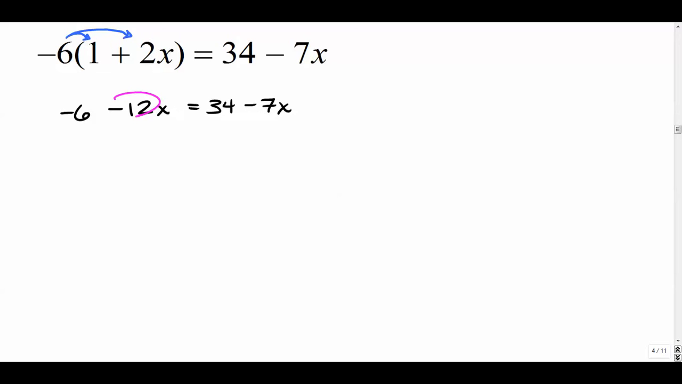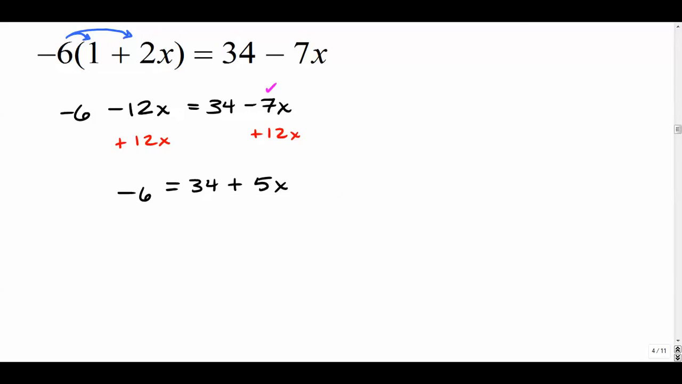Again, the trick I use is I look at the coefficients of my variables. I look at which one's bigger. -7 is bigger than -12. I'm going to keep that one where it is, and I'm going to move the -12x over by adding 12x to both sides. That leaves me with -6 equals 34 plus 5x.